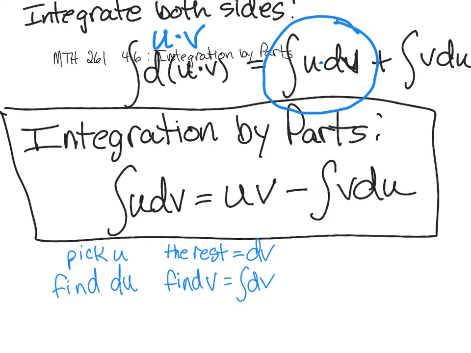And then I'm going to plug stuff into the formula. I have u that I originally picked, which goes here. I have the integral of the dv, which is going to go here, the v, minus the integral of the v that I found by integrating dv times the derivative of the u that I picked. So once you see a couple of examples, it'll make a lot more sense. But we also need to lay down some rules for how to pick the u and the dv, and that's next.